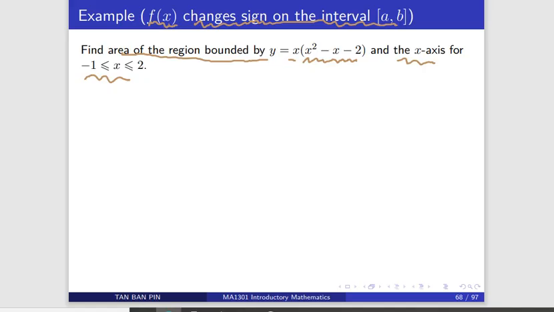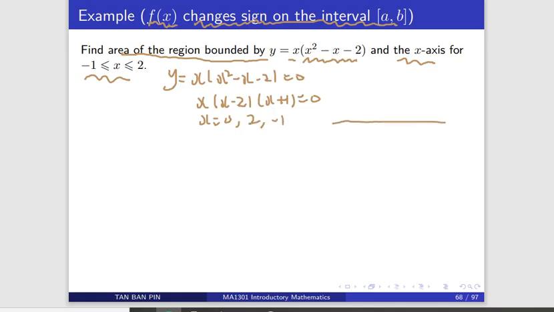The first thing you can do is set y equal to x squared minus x minus 2 to 0, and then you can factorize it. You get x times (x minus 2)(x plus 1) equal to 0. So you get x equal to 0, 2 and minus 1, which means the curve will cut the x-axis at minus 1, 0 and 2.